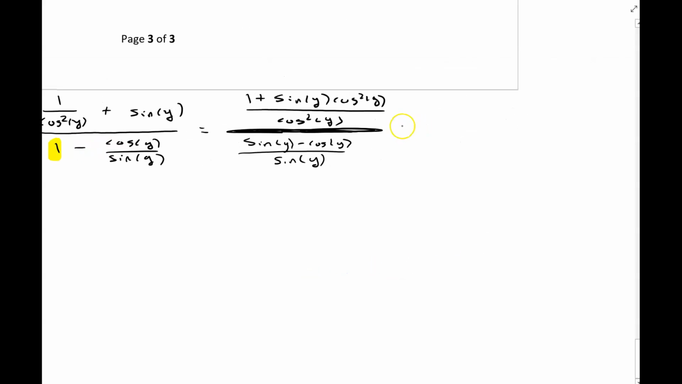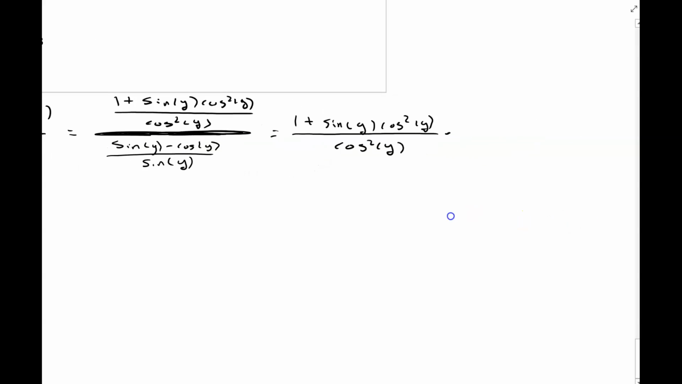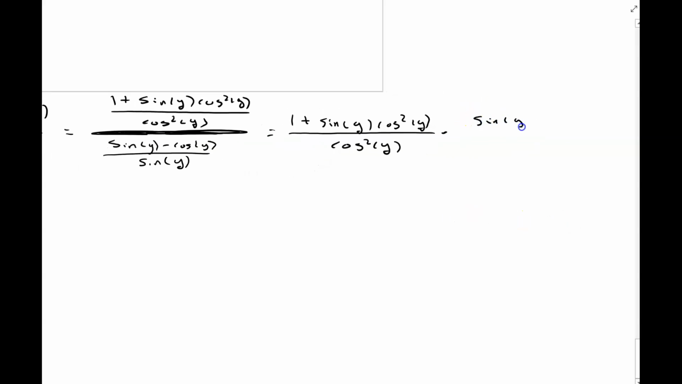Okay. Now we just have one fraction divided by another fraction, right? So how do we divide fractions? Multiply by the reciprocal of the denominator, right? So the numerator is going to stay the same. And then the denominator we're going to flip. Right here, yes, this is a multiplication dot.